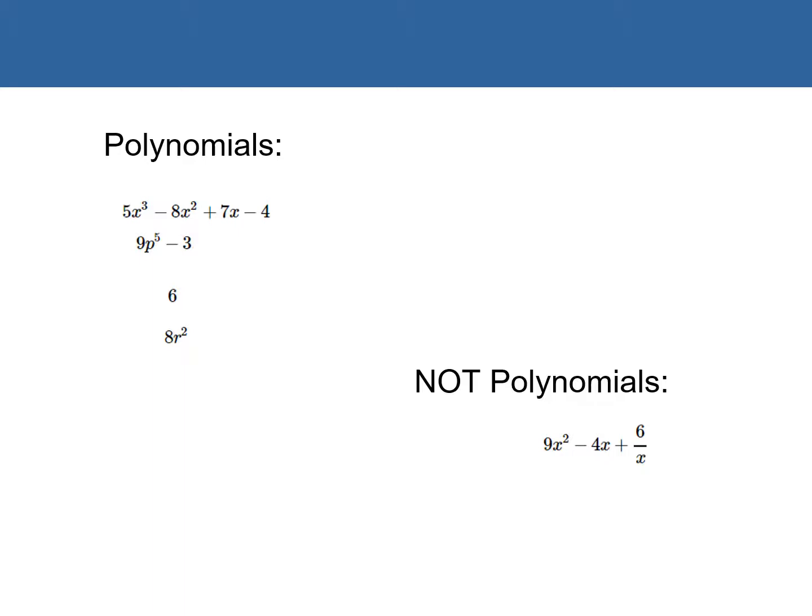So these are all polynomials. 6 is actually a polynomial. 8r squared is a polynomial. However, 9x squared minus 4x plus 6 over x is not a polynomial because we have a negative exponent here.